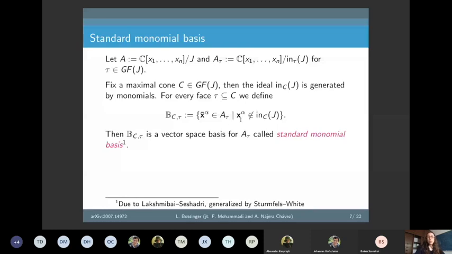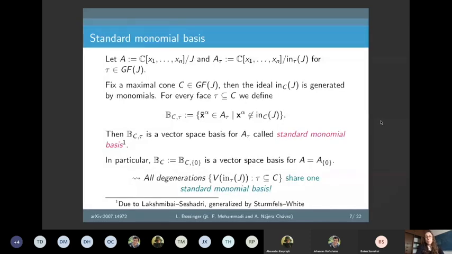But the interesting result is that this is also a vector space basis for any of these quotients A tau. It's called the standard monomial basis, introduced by Lakshmibai and Seshadri for Schubert varieties and then generalized to any kind of ideals by Sturmfels and White and many others. Now, in particular, I can also take the apex of my cone as a face, 0, and then the initial ideal will be just the ideal itself, and the quotient A tau is just my algebra A again.